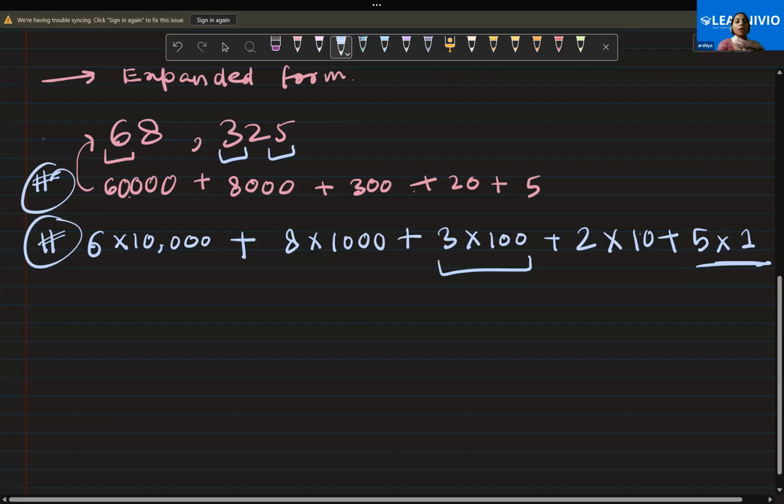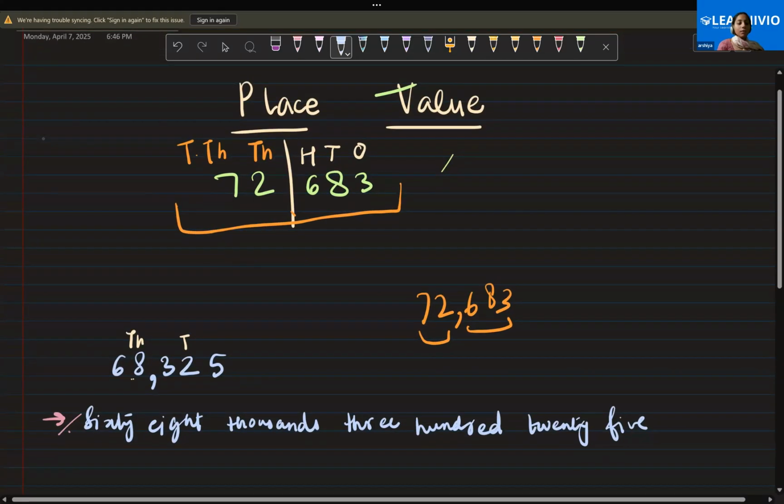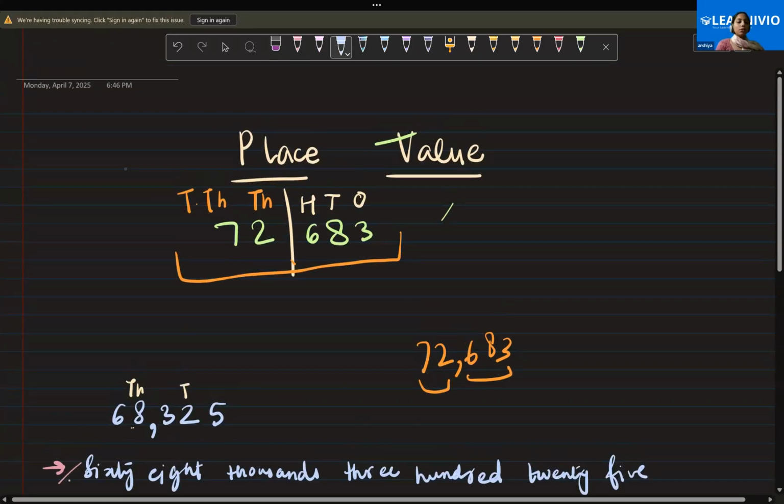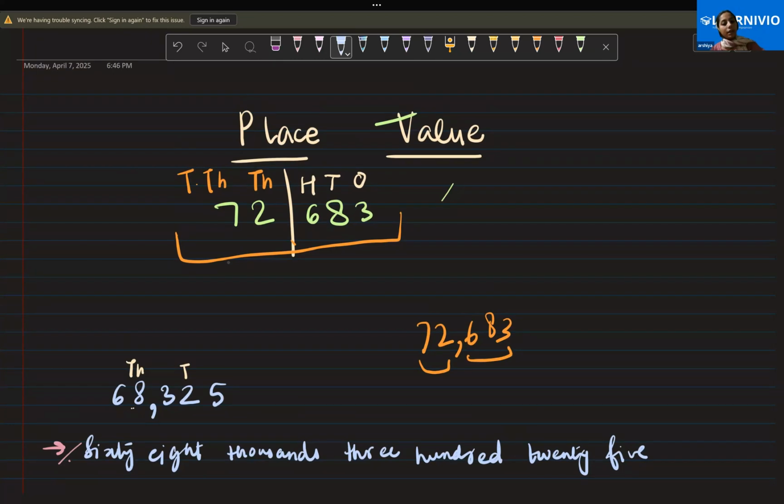Now I want you to write down whatever we have written, and then we'll continue. You can write down the heading, place value, and write this down. If you don't understand what's written on the screen, you can ask me and I'll tell you if you don't understand the handwriting.